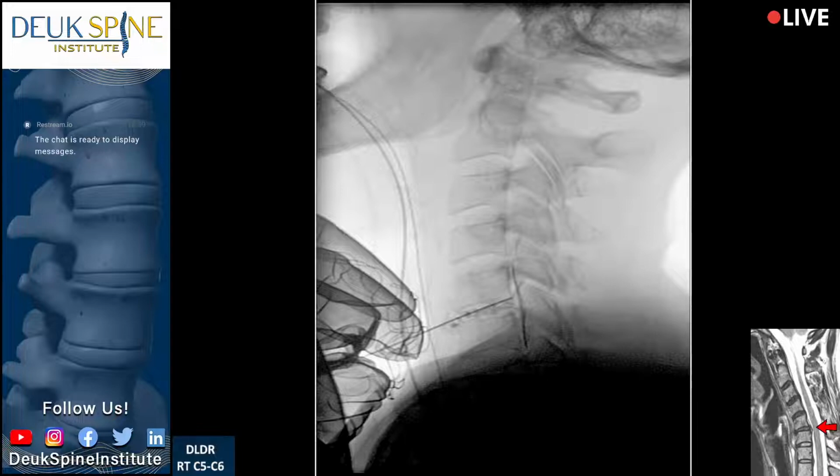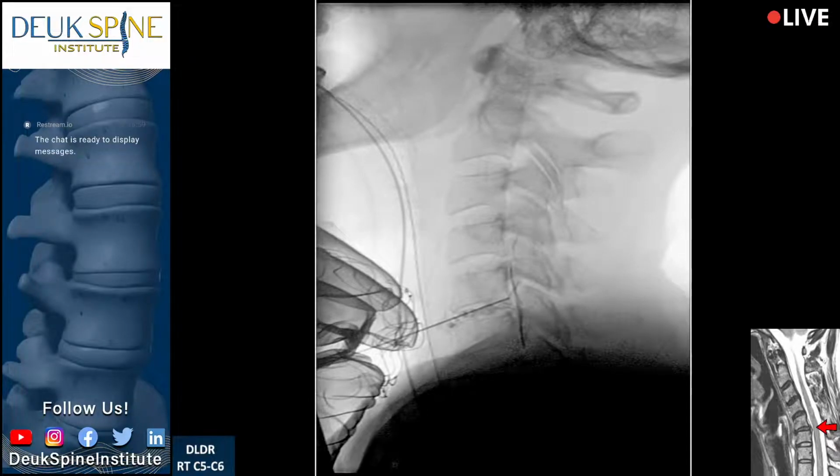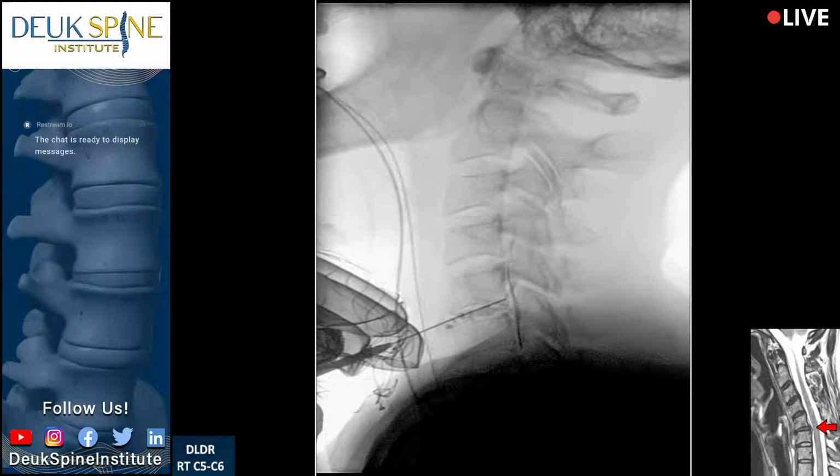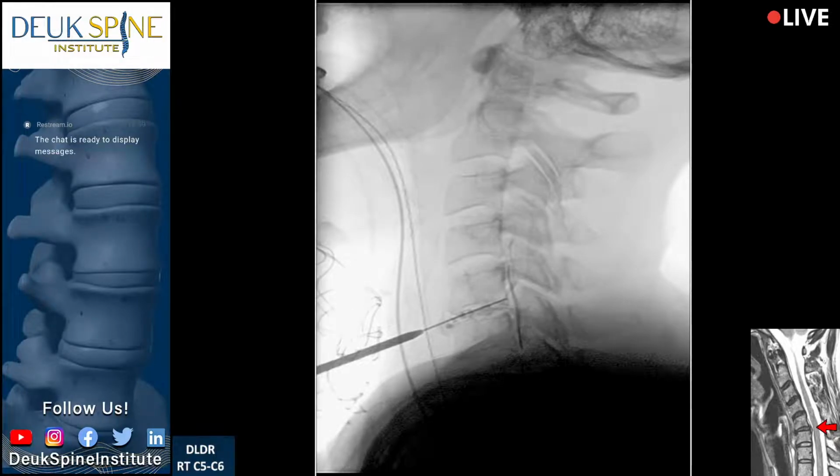Shot. All right, so you can see the tip of the guide wire at the back of the disc at C5-6. Shot. And there's the dilator now coming down. Shot. You can see the dilator. It looks like a pencil.